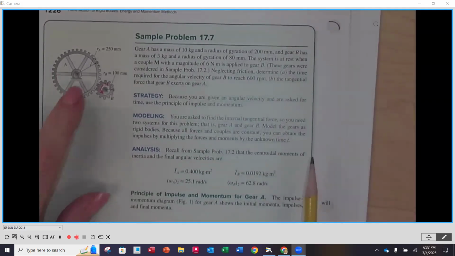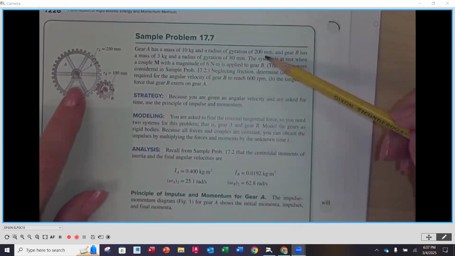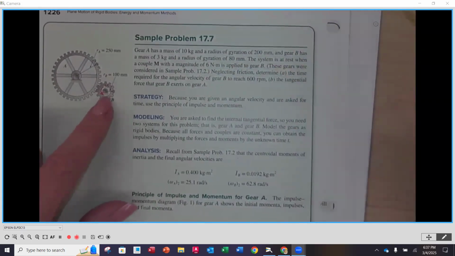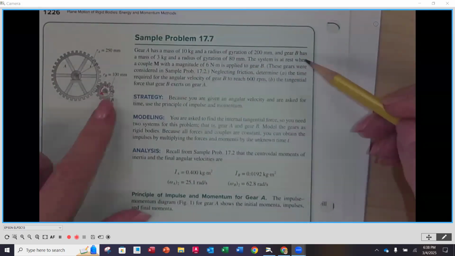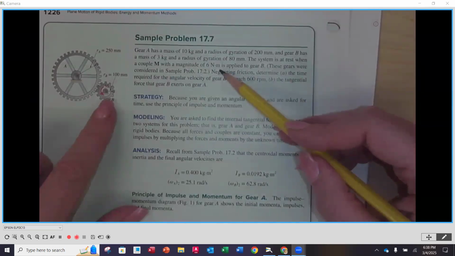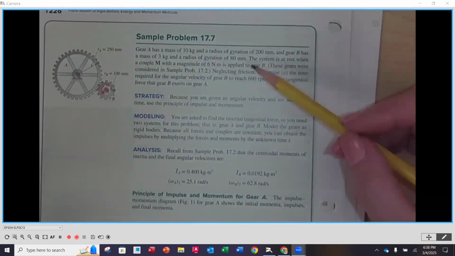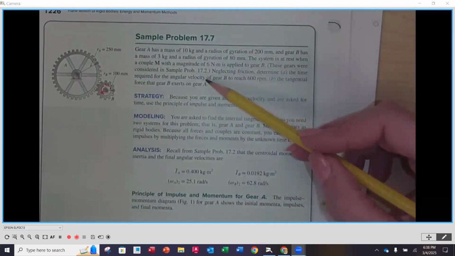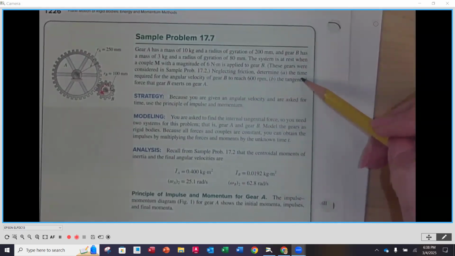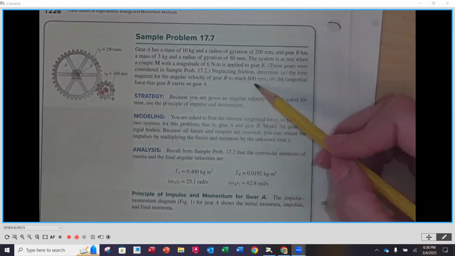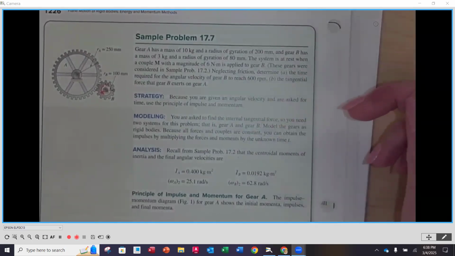So we have gear A has a mass of 10 kilograms and a radius of gyration of 200 millimeters. Gear B has a mass of 3 kilograms and a radius of gyration of 80 millimeters. The system is at rest when couple M with a magnitude of 6 Newton meters is applied at gear B. So these gears were considered in sample problem 17.2, as we had just stated. Neglecting friction, determine A, the time required for the angular velocity of gear B to reach 600 RPMs, and B, the tangential force that B exerts on A.